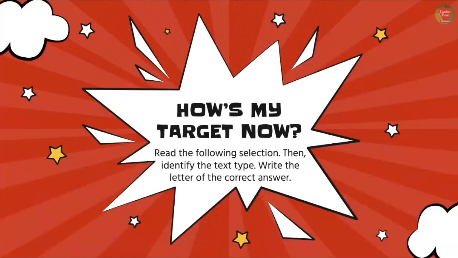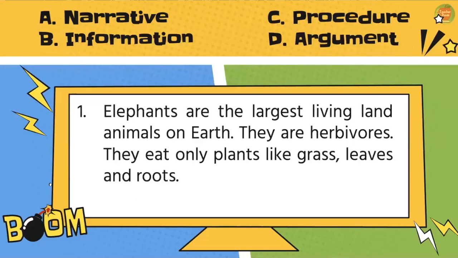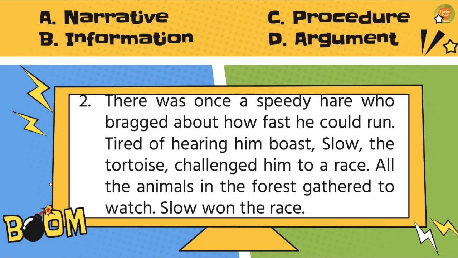Read the following selection, then identify the text type. Write the letter of the correct answer. 1. Elephants are the largest living land animals on Earth. They are herbivores. They eat only plants like grass, leaves, and roots. 2. There was once a speedy hare who bragged about how fast he could run. Tired of hearing him boast, Slow the tortoise challenged him to a race. All the animals in the forest gathered to watch. Slow won the race.